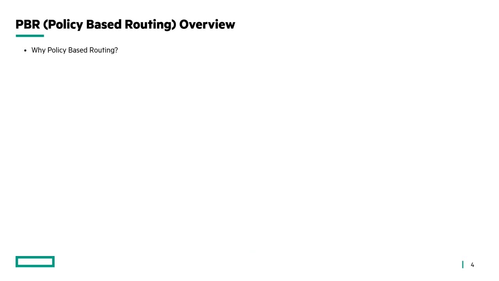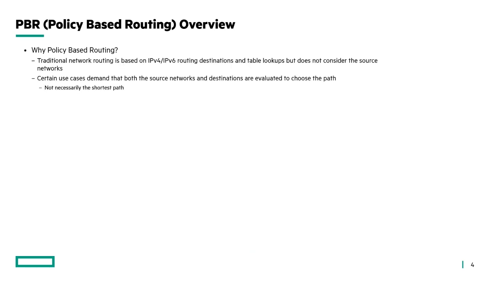Why policy-based routing? So traditional network routing is based on IPv4 and v6 routing destinations and table lookups, but it doesn't consider the source networks. And so certain use cases demand that both the source networks and destinations are evaluated to choose the path, and the path is not necessarily the shortest path to the destination.